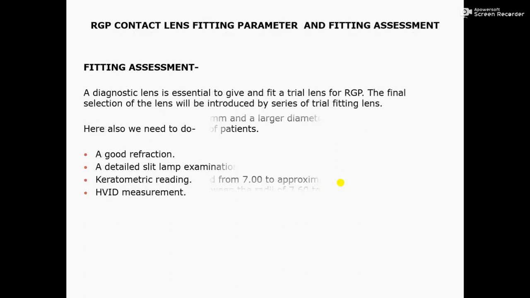Next, fitting assessment. A diagnostic lens is essential to give a trial lens for RGP. The final selection of the contact lens will be made through a series of trial fitting contact lenses. Here also we need to check whether the refraction is perfect or not. A detailed slit lamp examination we should check properly. Keratometric reading also we should check properly. Horizontal visible iris diameter also we need to check.